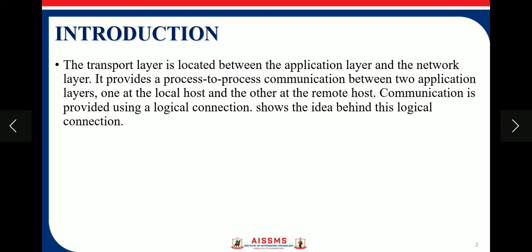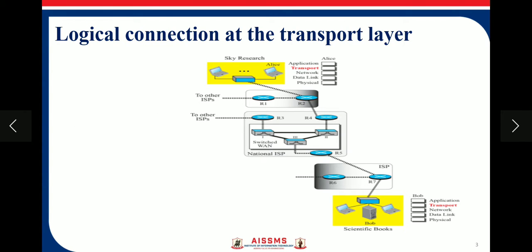Assume that there is an imaginary direct connection through which they can send and receive messages. So there is a logical connection between the two transport layers, as shown in the figure.